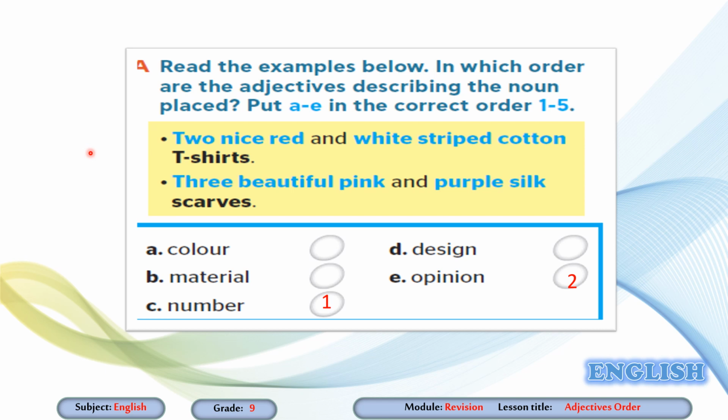Now number 3. What's number 3? Great. It's color, because in the first sentence we have red and white, and in the second sentence we have pink and purple. What is number 4? Let's see. Excellent. It is design. Why? Because in the first sentence we have the adjective striped, which expresses design. Now number 5 is material. Great. Good job, students. Material, because silk is a material.